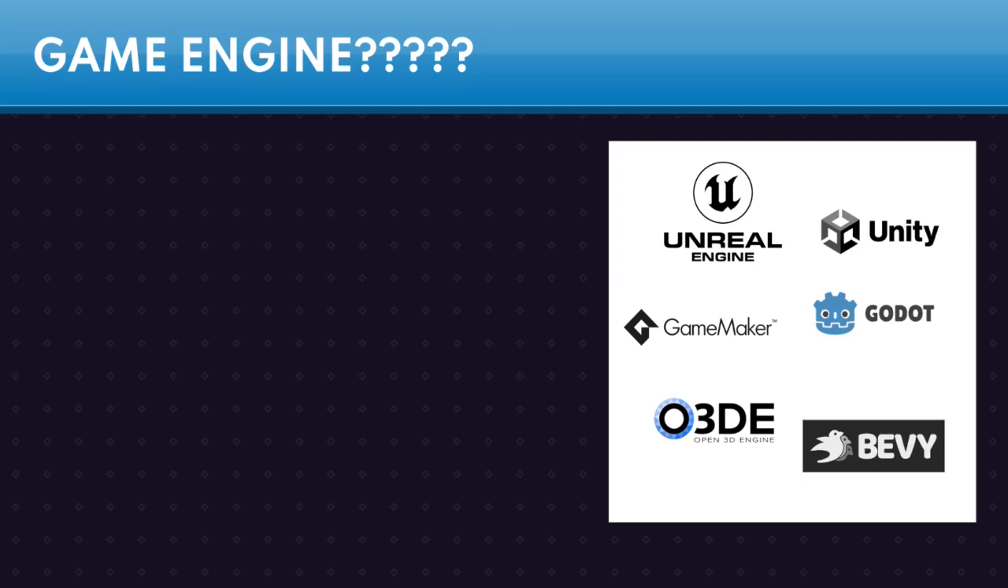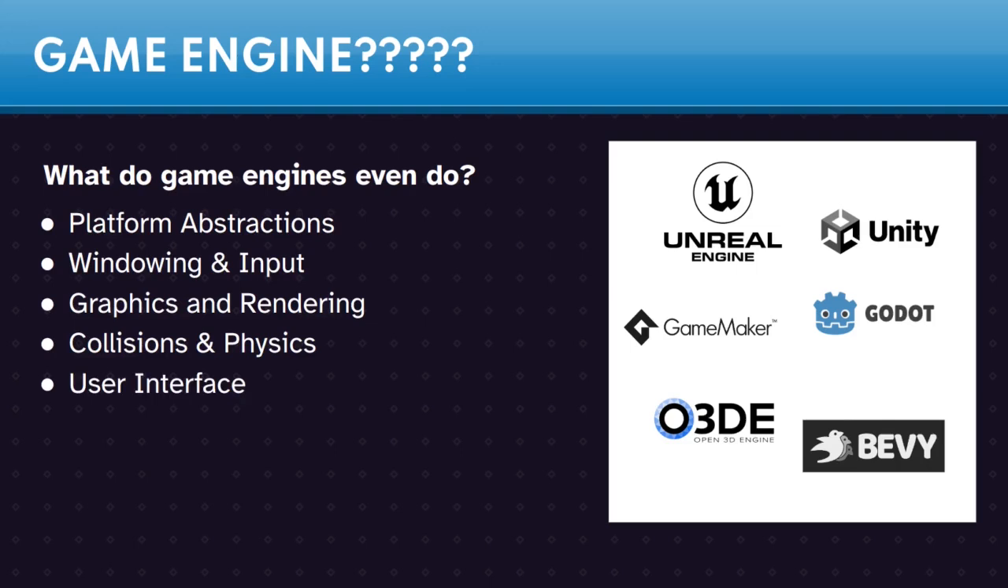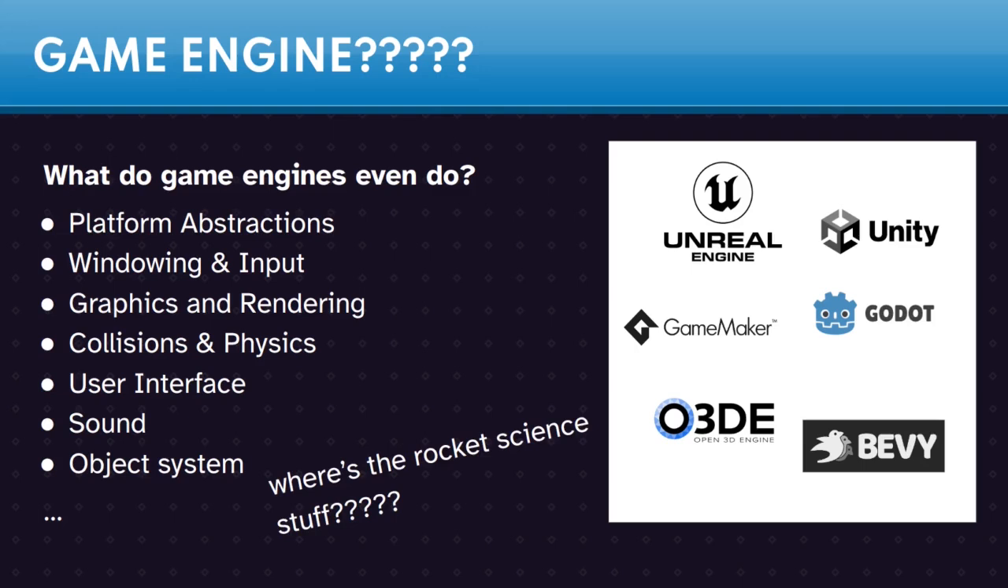And this is one of the first questions that people ask: what game engine? But first, what are game engines and what do they even do? So this would give you things like platform abstractions, windowing, graphics, collisions, user interface, sound, object system. And where's the rocket science stuff?